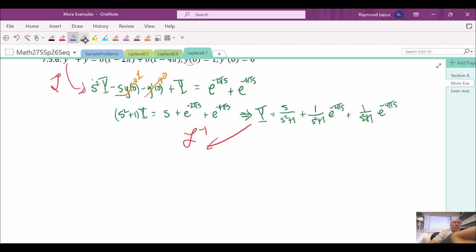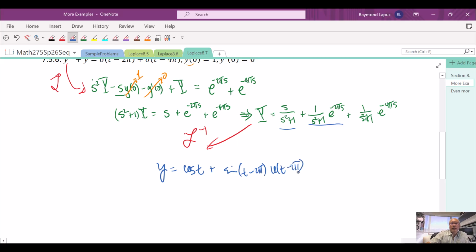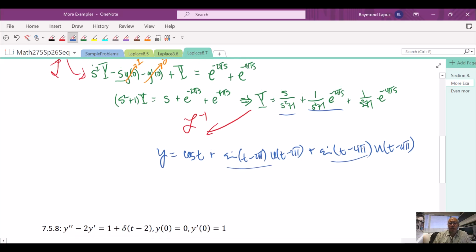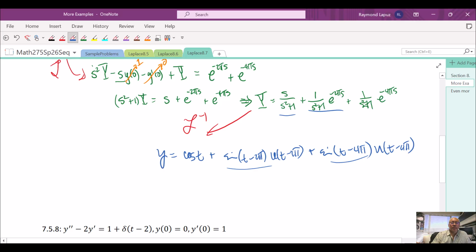Inverse Laplace. Y is equal to cosine of t plus, there's a shift here, sine of t minus 2 pi, u of t minus 2 pi. So this is just sine t, plus sine t minus 4 pi, u of t minus 4 pi. Again, this is sine t. So I suppose we can leave it like that, or we can make it sine t and then just have the couple of things following it.